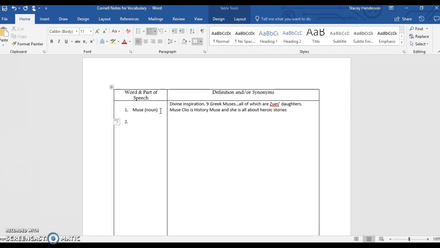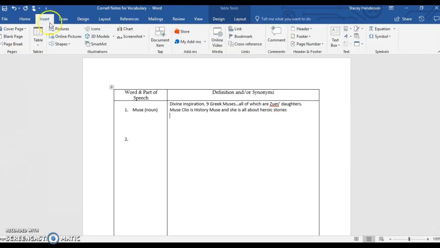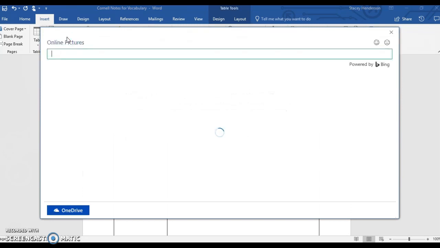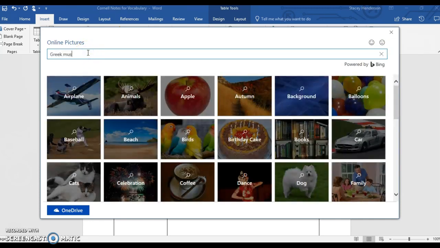Now it's up to you on how you want to organize this. You can put as many spaces in between as you would like. You can change the font, obviously. If I wanted to, on this Word document, I can also insert a photograph. So I can go into insert and I can click on online pictures and I can find a picture of a Greek muse.